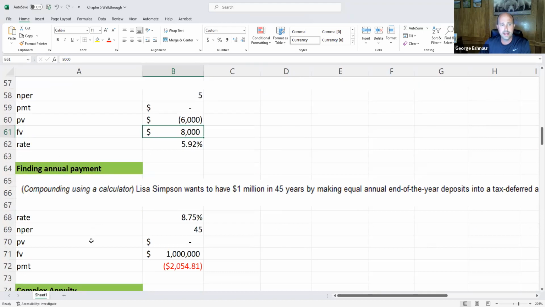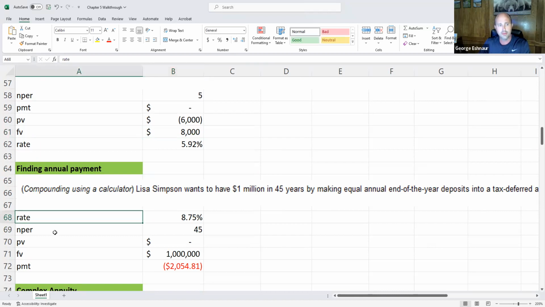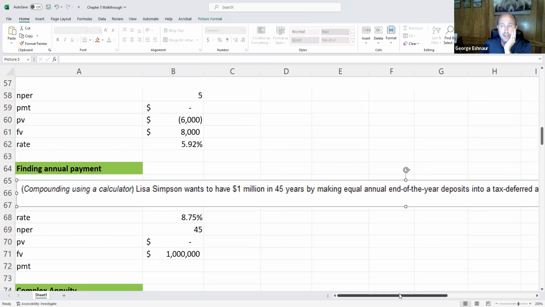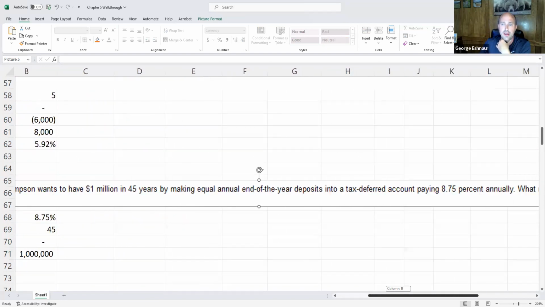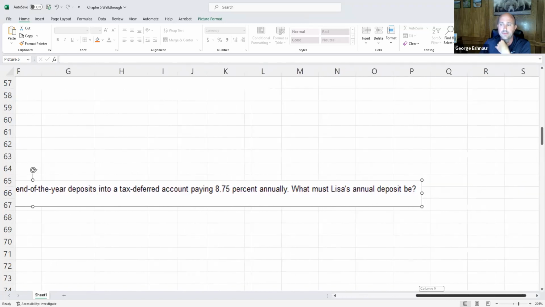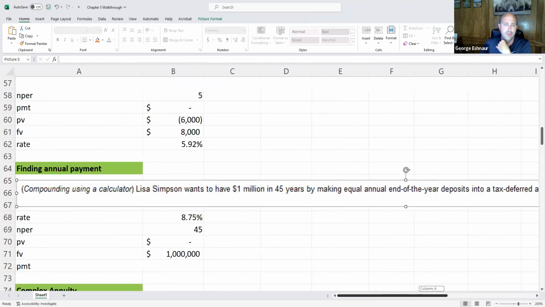The next one, finding an annual payment. So again, we have something different here. We normally have rate, number of periods, payment, present value, future value. Well, in this one, we're going to look at Lisa, who wants to have $1 million in 45 years by making equal annual end of year deposits. So notice that this one, they specify end of year, which if you don't click 0, it automatically does end of year, but I'll show you that in a second. Tax deferred account, paying 8.75% annually. What must Lisa's annual deposit be?